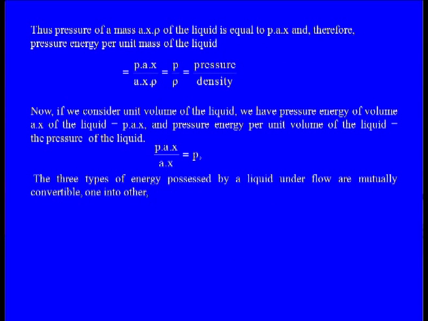Thus, the pressure energy of a mass A times x times rho of the liquid is equal to P times A times x, and therefore, pressure energy per unit mass of the liquid is P times A times x divided by the mass, which is A times x times rho, which is nothing but P by rho, that means pressure by density. Now, if you consider unit volume of the liquid, the pressure energy of the volume A x of the liquid is P times A times x, and pressure energy per unit volume of the liquid is P times A times x divided by A times x, which is simply P, the pressure of the liquid.